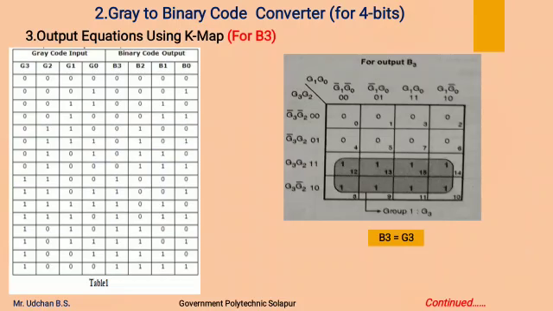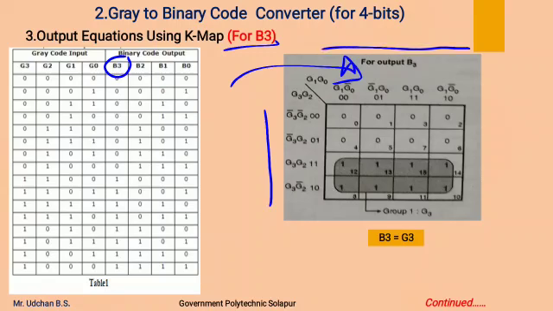From this, again we are going to find out the output equations of B3, B2, B1, B0. For B3, we are going to make the entries of this B3 column onto the K-map. Again, as there are 4 inputs, we are going to use a 4-variable K-map. Vertically G3, G2 variables are taken, horizontally G1, G0 variables are taken. After making all the entries, we get this group, which has the term G3. So for B3 we will get the equation G3.